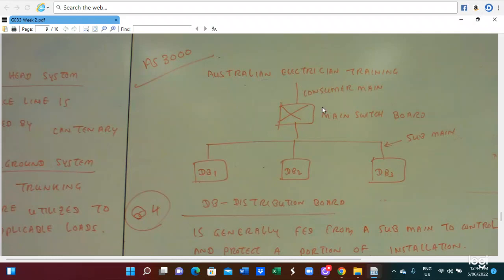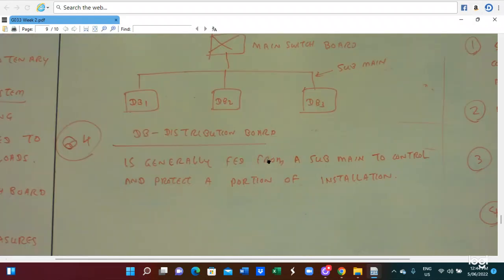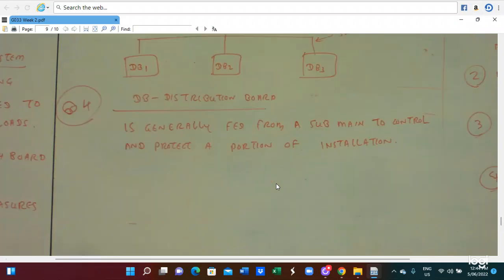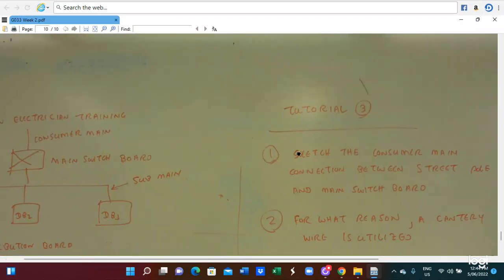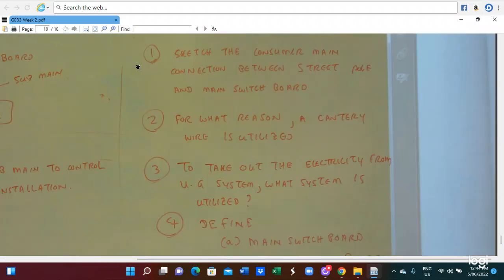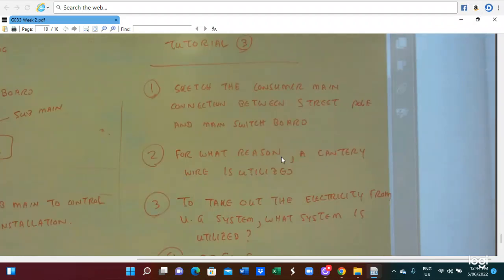The consumer mains come here to the main switch board and are connected to the distribution board. The wiring between the power line and the main switch board is the consumer mains. From the main switch board to the distribution board we call it the sub main. The distribution board is generally fed from the sub main to control and protect a portion of the installation. So we also have to do tutorial 3.